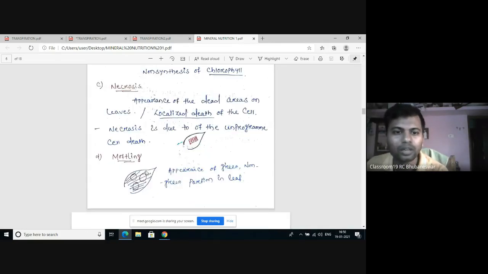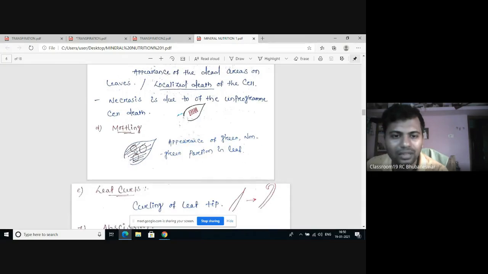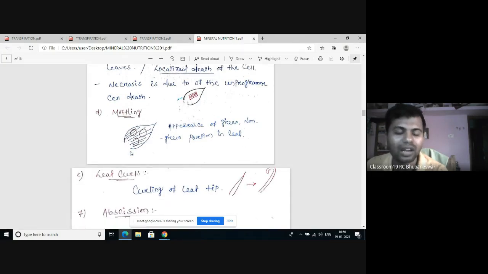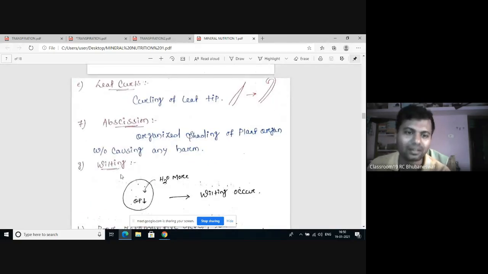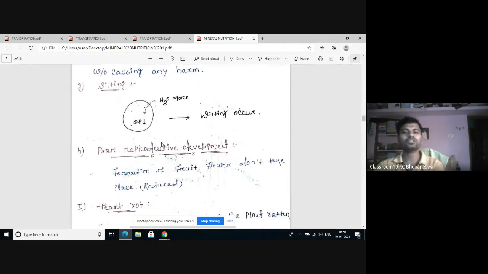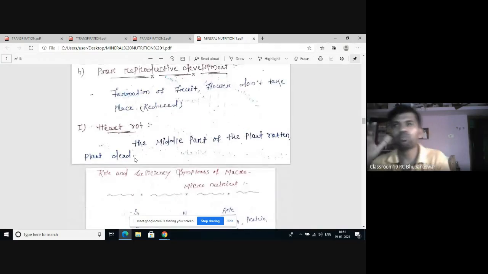Then mottling. Mottling means there is a green and non-green area appearing in the leaf. Leaf curls, the apical part becomes curled. Abscission means falling of the leaf. Wilting is due to the loss of water, due to the deficiency of water. Poor reproductive development: if there is no nitrogen in the soil, there is poor reproductive development, and the size of the fruit also becomes reduced. Heart rot: the plant remains externally healthy, but the central part has rotted.